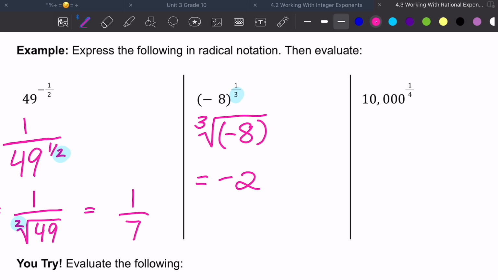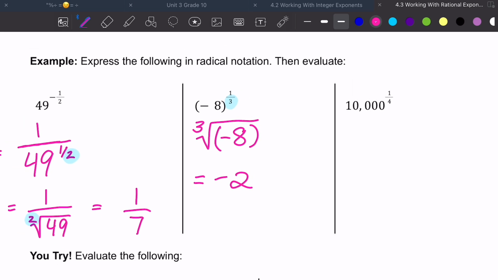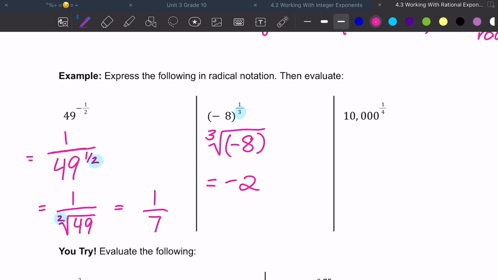Okay. What about this last one? I've got 10,000 to the power of 1 over 4. What root am I doing? I'm doing the 4th root of 10,000.